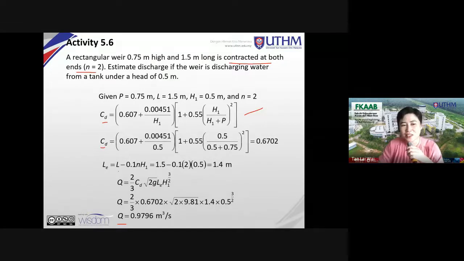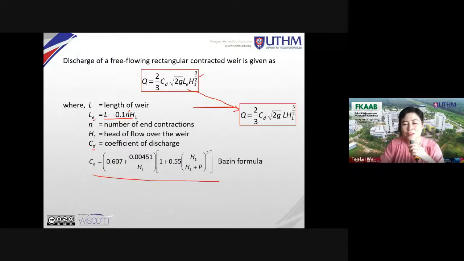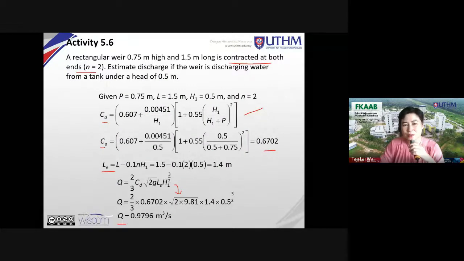So in this case, because it is contracted at both sides, you need to find the effective length. Basically you just substitute it. You already find the CD, because I just talked about the Basin formula. So you can use the Basin to try to find the discharge, coefficient of discharge.